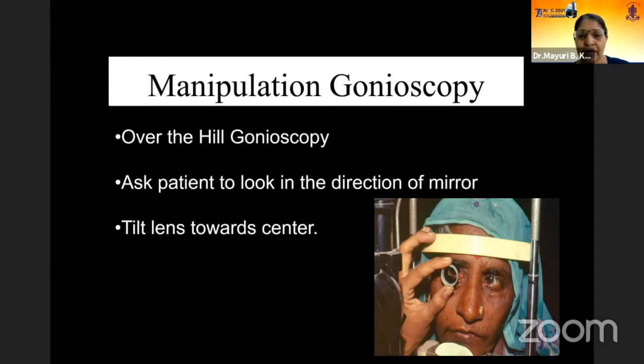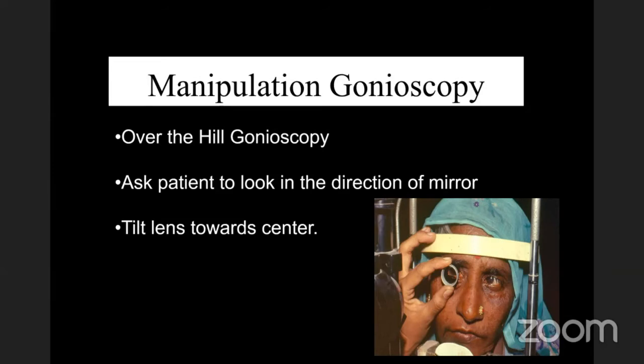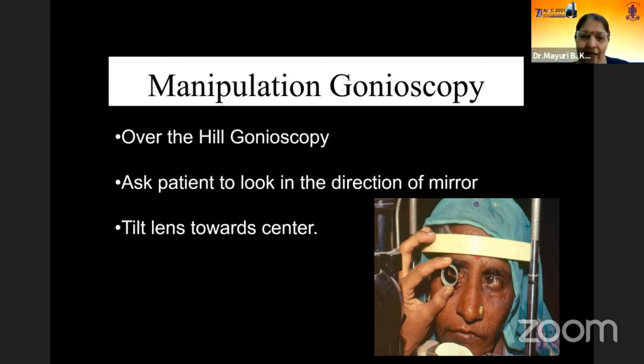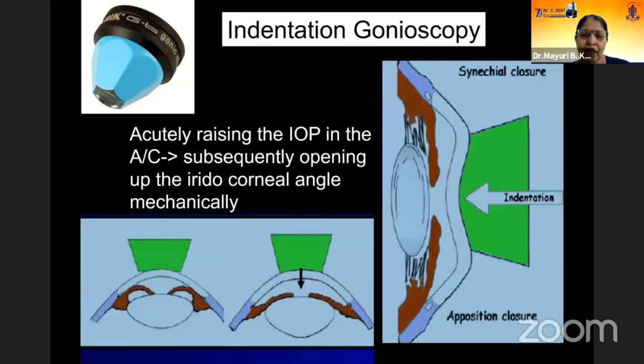Ask patient to look into the direction of mirror. For example, the mirror is superiorly, then ask patient to look up and then tilt the lens towards the center. That will allow light rays to enter the angle area. Now, indentation gonioscopy, as I said, it has a small corneal diameter and flat base. So it indents the center of the cornea, pushes aqueous into the periphery.